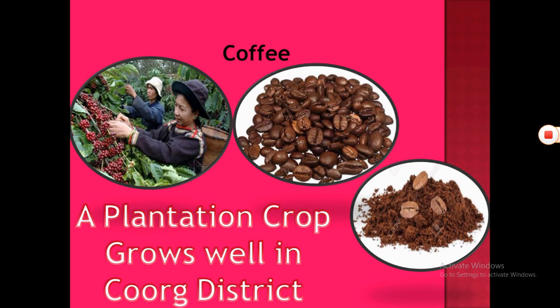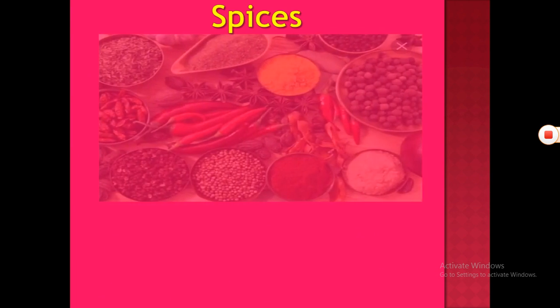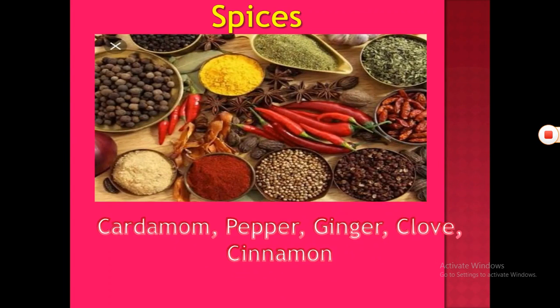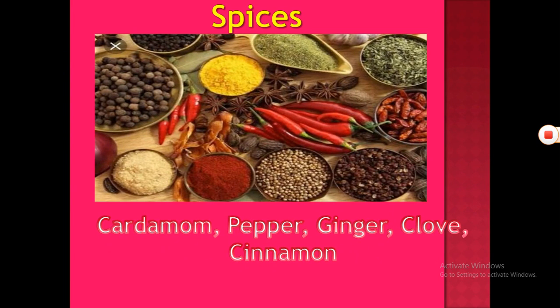Seventh one is spices. Cardamom, pepper, ginger, clove, cinnamon, etc. are some of the important spices. These spices are cultivated in Kerala and Karnataka.